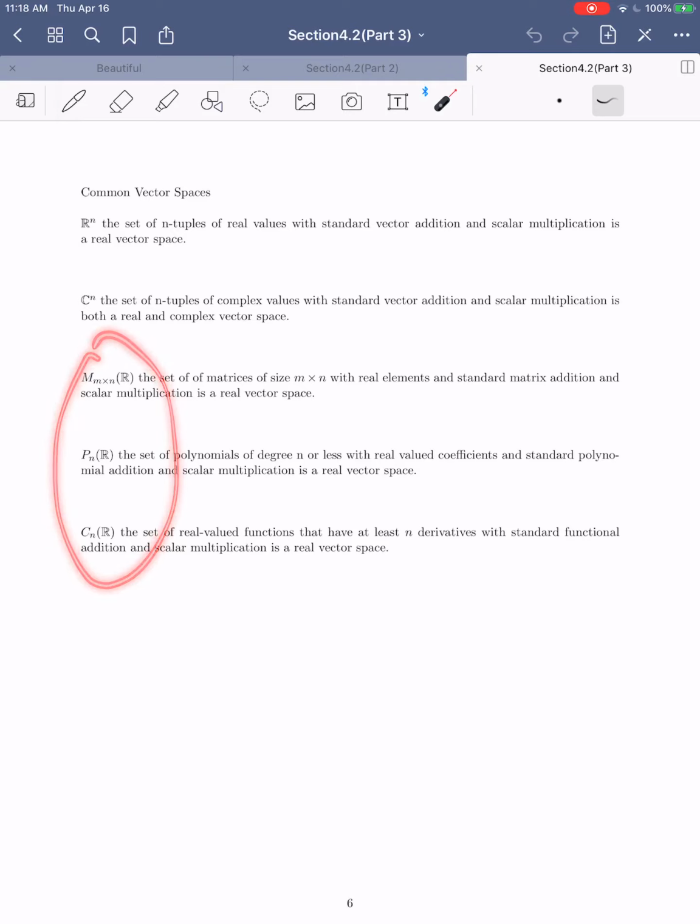Now we're going to talk about the ones that are more unique to our class, the objects that we've been studying like matrices, and the objects we're going to be studying later on, which are going to be functional sets for solutions of differential equations. So the first one here is called m by n of R, a little bit of a weird name, but it's the set of matrices that are size m by n with real elements. And if you use standard matrix addition, so element by element addition, and standard scalar multiplication for matrices, then that is a real vector space.